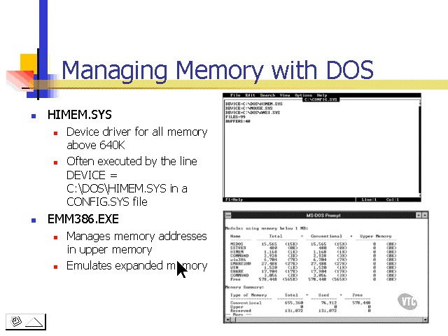Two files that absolutely must be present in order to effectively manage memory with DOS are himem.sys, which is the device driver for all memory above 640K. himem.sys will load the device drivers high. It's often executed by device equals c:\dos\himem.sys, and this is put into a config.sys file, which we'll take a look at in just a second.